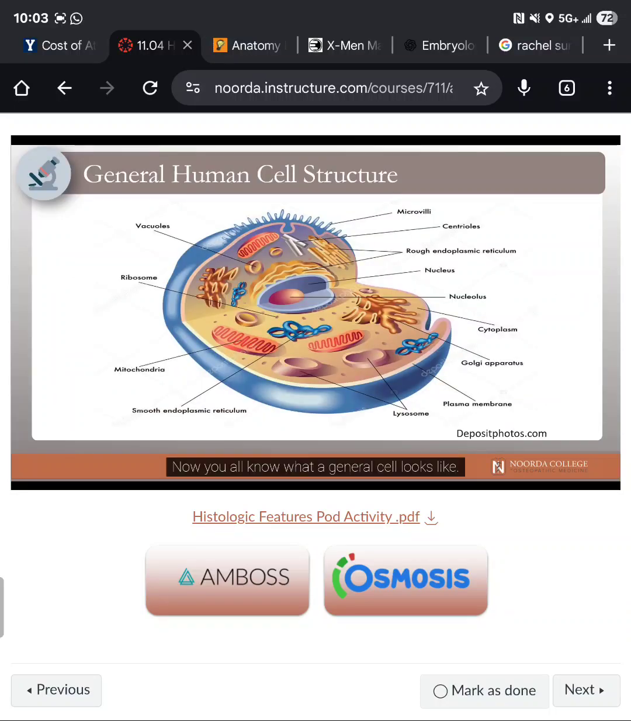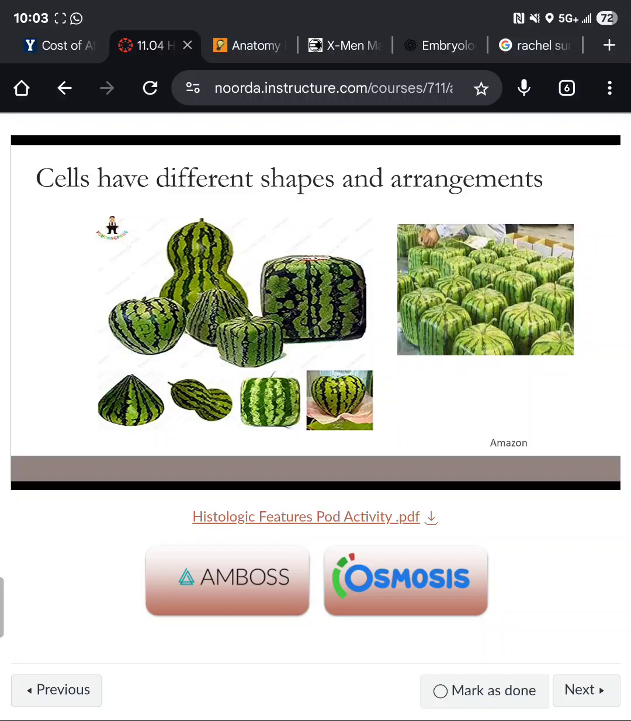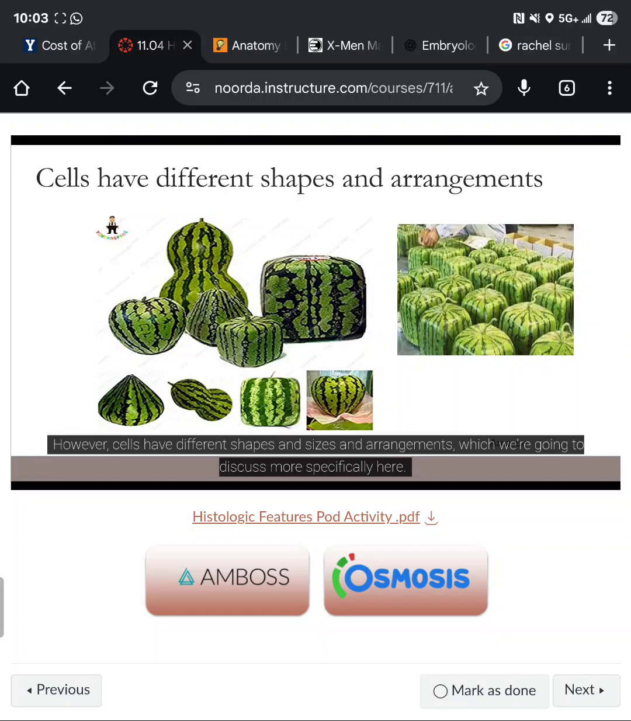Now, you all know what a general cell looks like. You have your nucleus, plasma membrane, and your organelles. However, cells have different shapes, sizes, and arrangements, which we're going to discuss more specifically here.